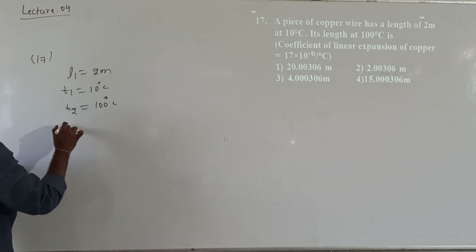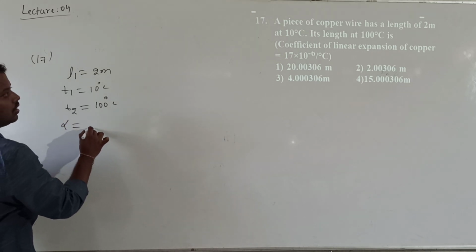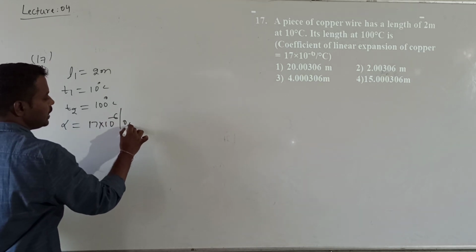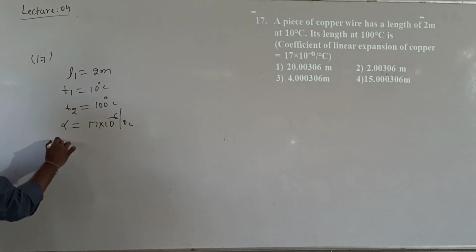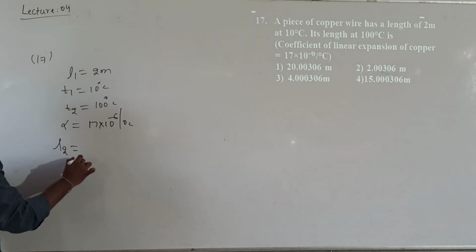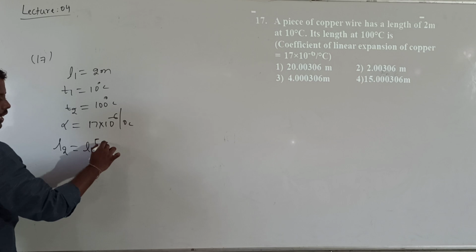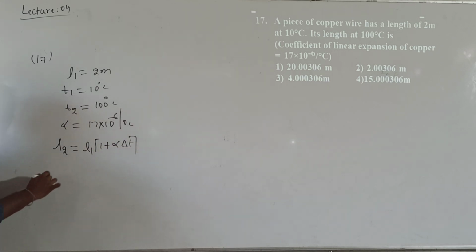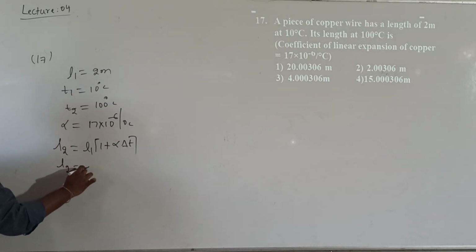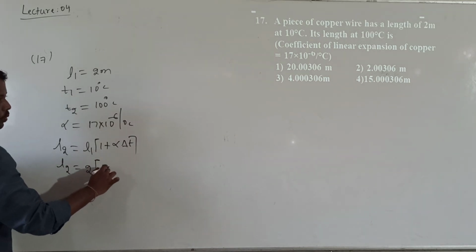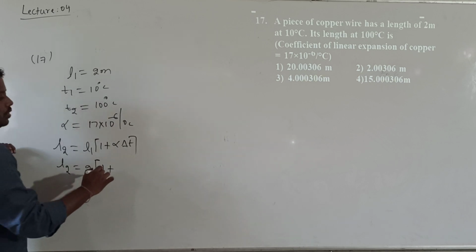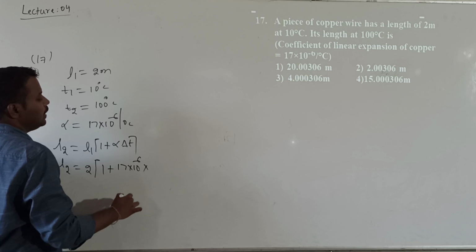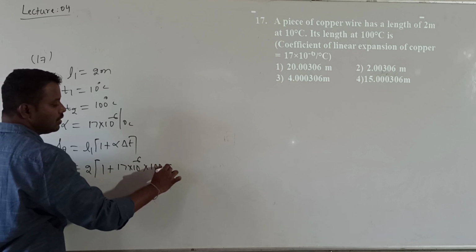What is the alpha value given? 17 into 10 power of minus 6 per degree Celsius. What is the formula for the final length when you know the initial length? L2 is equal to L1 into (1 plus alpha into delta T). So L2 is equal to 2 into (1 plus 17 into 10 power minus 6 into delta T), where delta T is T2 minus T1, 100 minus 10.